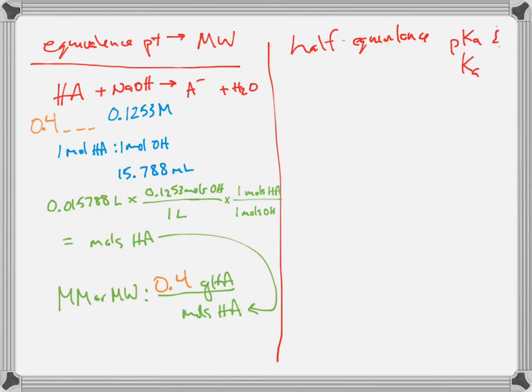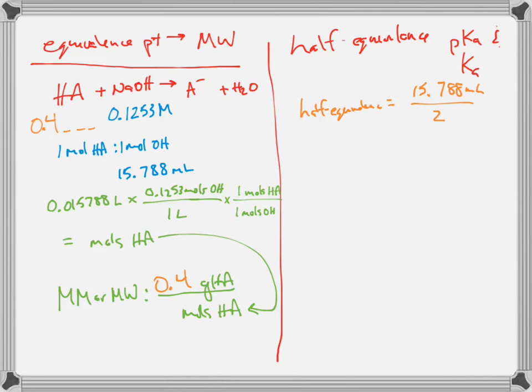Okay. What do we do at the half equivalence point? These calculations are really fun because there really isn't anything to do. How do we get the half equivalence point? The volume equals our volume, which we said was 15.788 milliliters, divided by 2. We now have our half equivalence volume. Woohoo! What do we do with that?